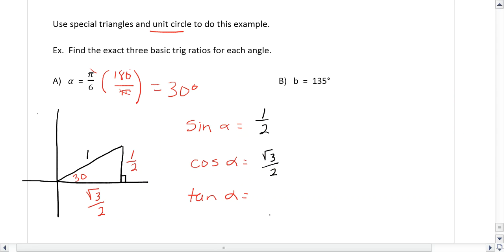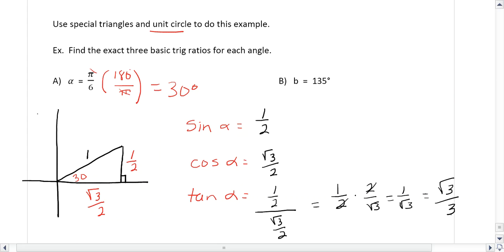However, tangent gives us a little more challenging ratio. We have opposite over adjacent, so we have 1/2 over square root 3 over 2. Recall, dividing fractions is multiplying by the reciprocal, so I have 1/2 multiplied by 2 over square root 3. The 2's cancel, so I have 1 over square root 3, which needs to be rationalized, so I end up with square root 3 over 3.